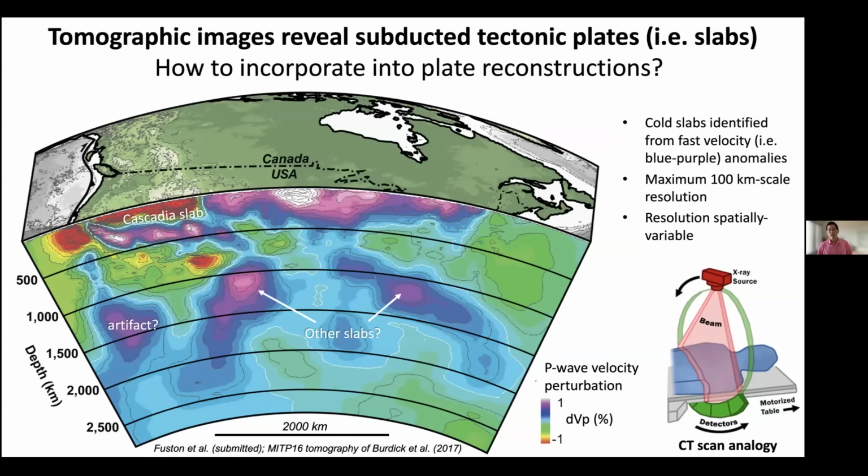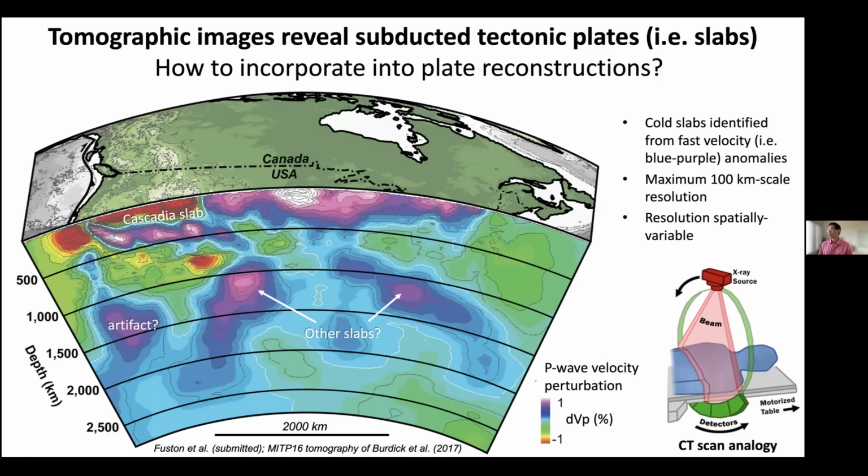Seismic tomography is something that we have been trying to use to look for subducted tectonic plates, also known as slabs, and incorporate them into plate reconstructions. This is an image from global seismic tomography. You can see that it goes from the surface down to the core mantle boundary at 2,900 kilometers depth. For those who are less familiar with seismic tomography, what we're looking at are seismic wave speeds, in this case, P waves going through the mantle. The faster wave speeds, shown here in purple, are anomalies that have generally been interpreted as slabs.